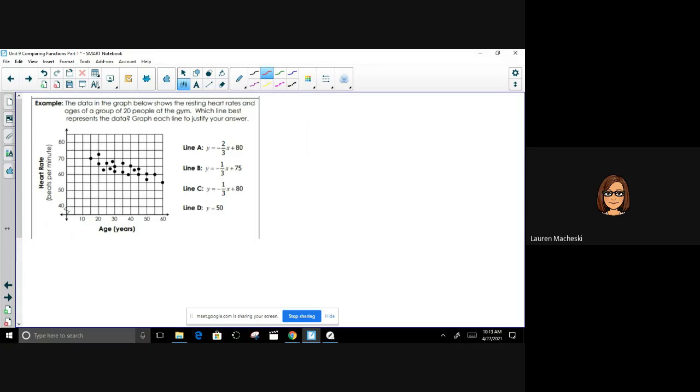So if it has a negative correlation, what type of slope is it going to have? A negative slope. A positive slope has a positive correlation. A negative slope has a negative correlation. So let's look at our options over here. Which of those options have a negative slope? Remember, your slope is your M, right? So that has a negative M. That has a negative M. That has a negative M. They all have a negative slope, right?